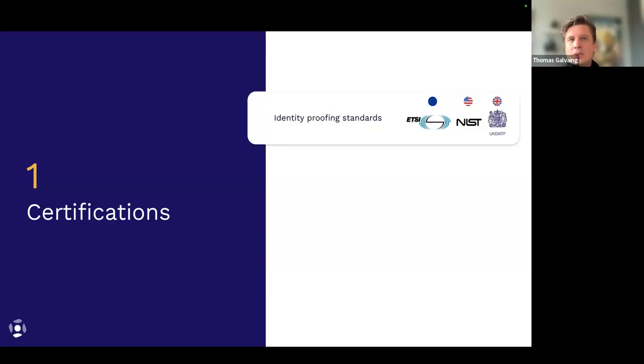ETSI standard. The most important one is the technical standard 119 461 for remote identity proofing. Then in the US, for example, you have a standard from NIST that is IAL2. And in the UK, you can consider the UK trust framework.